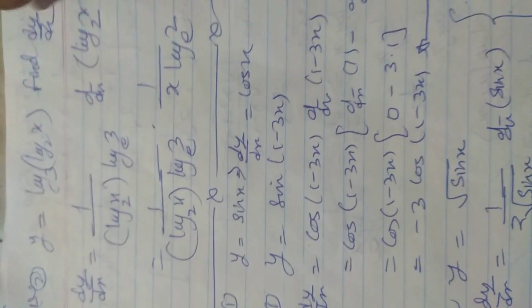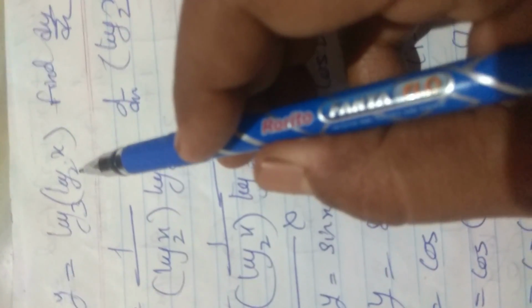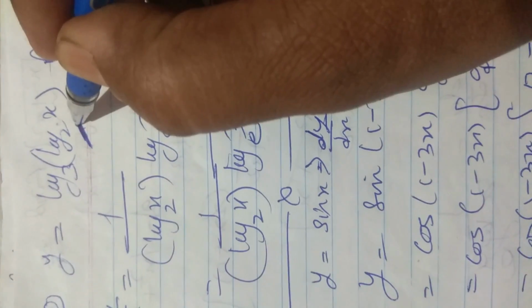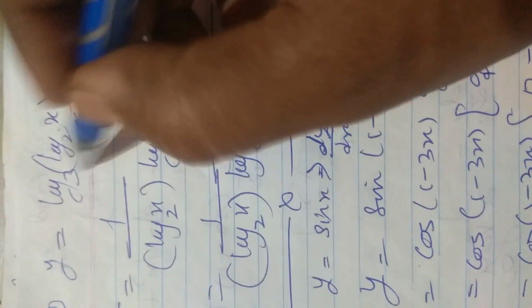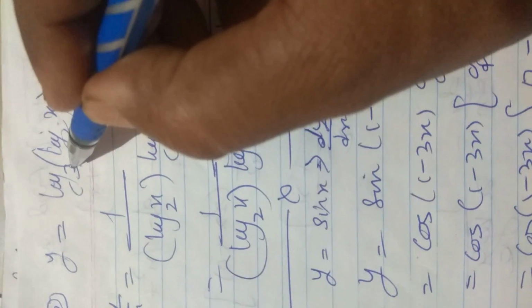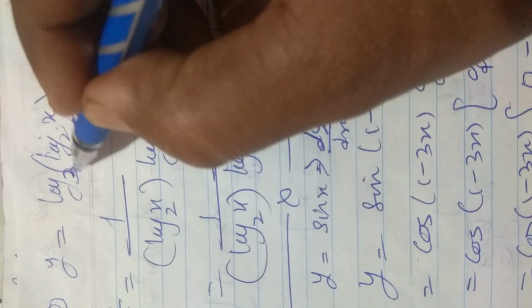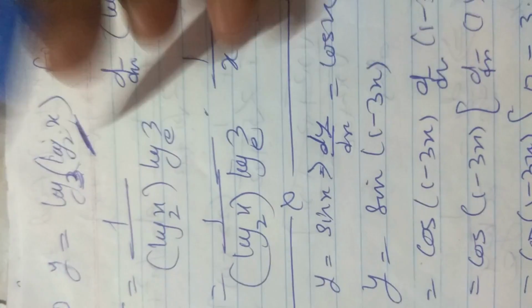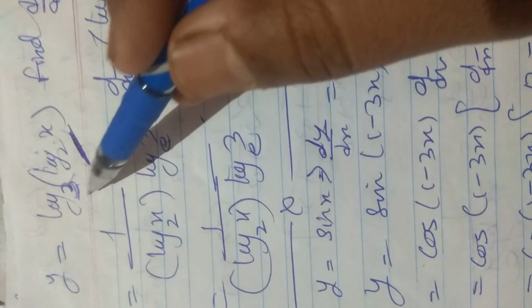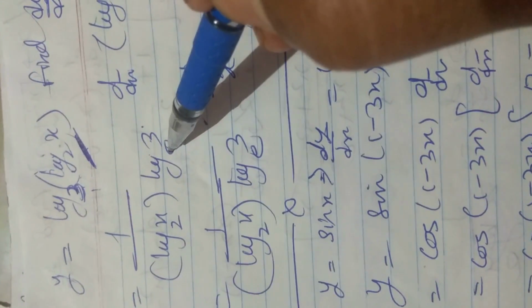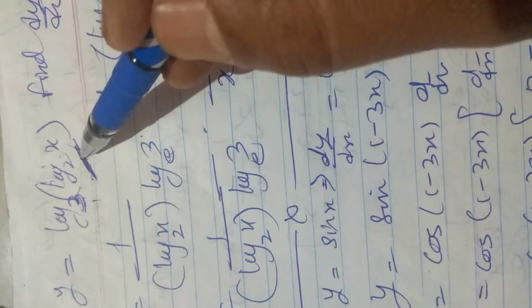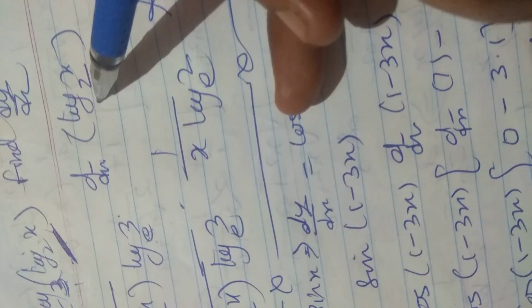Now another example: y equals log of log x base 2, whole to the base 3. Find the derivative. Using the chain rule, we assume the value inside the log base 3, that is log x base 2, is called X. So we have log X base a, where a is 3. The derivative of log X base a is 1 upon X log a base e, times d by dx of X. Here a is 3, so it is log 3 base e.